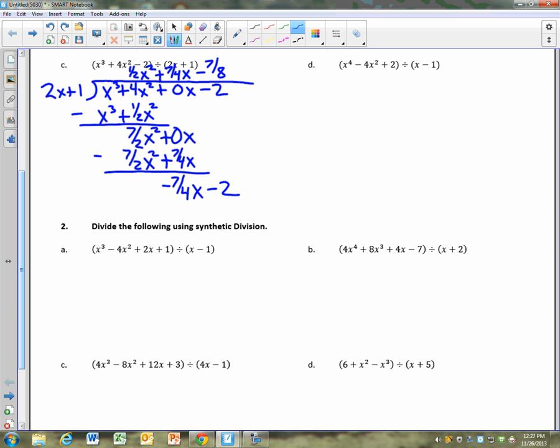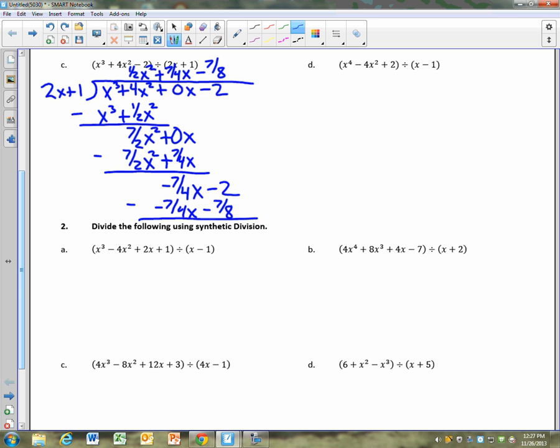Multiply by negative 7/8. Negative 7/8 times 2x is negative 7/4 x. And negative 7/8 times 1 is negative 7/8. So we're almost done.